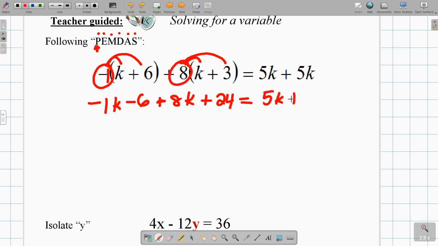Here I have -1 plus 8 and then -6 plus 24, positive 18. And then here we have 10K. Left and right, nothing left to clear, so now we can start canceling stuff out. Please, only one step at a time. Physically cancel it out.